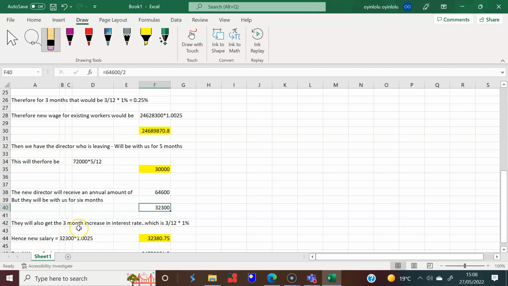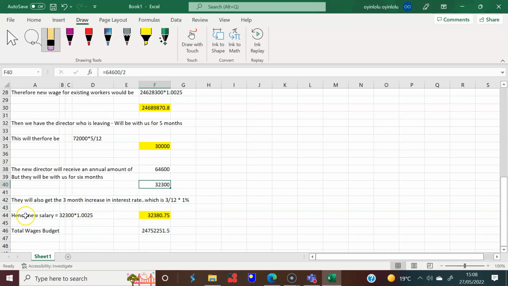Then they will also get a 3-month increase because, again, a year is 1%, but they're going to get the same thing, 1.0025 on top of their salary. And that's what we do here. So the new salary is whatever they're getting times the percentage increase. And that's what we have here of 32,380.